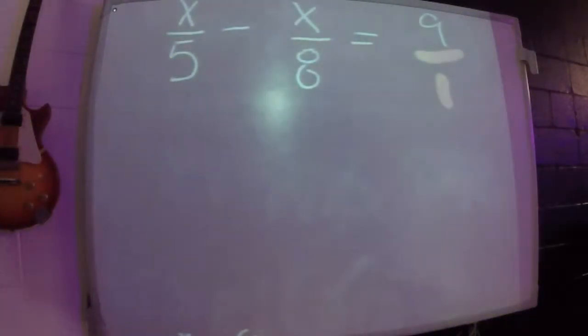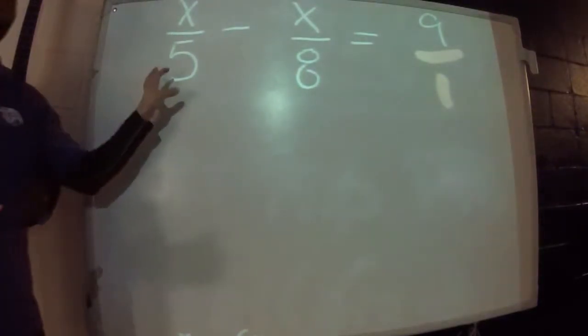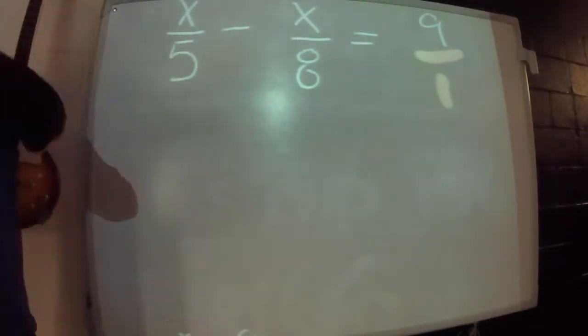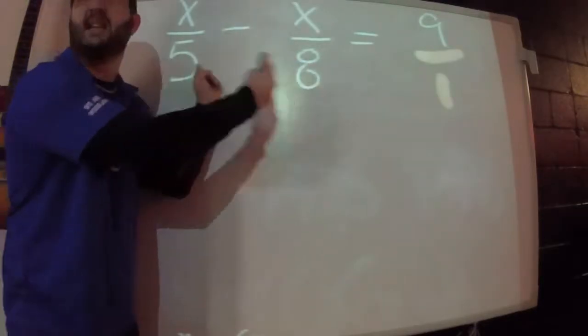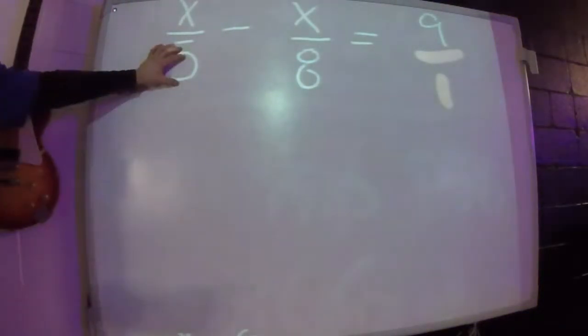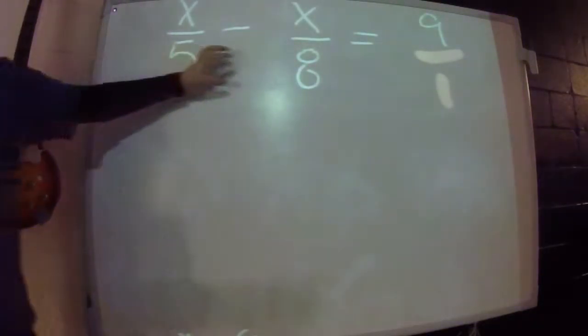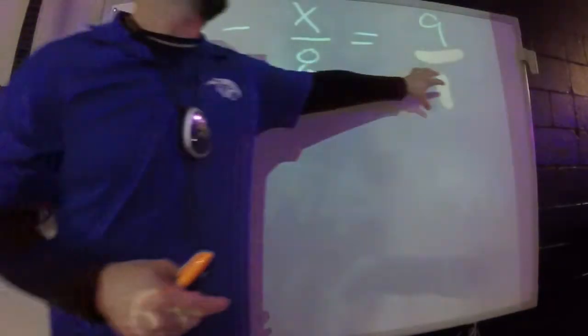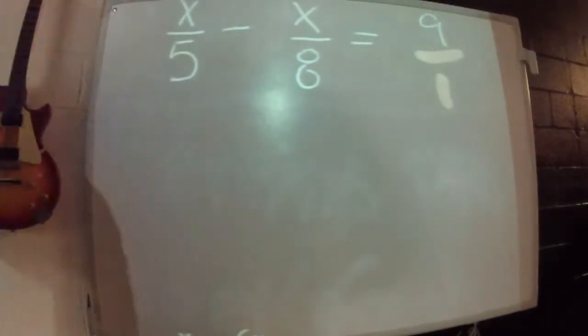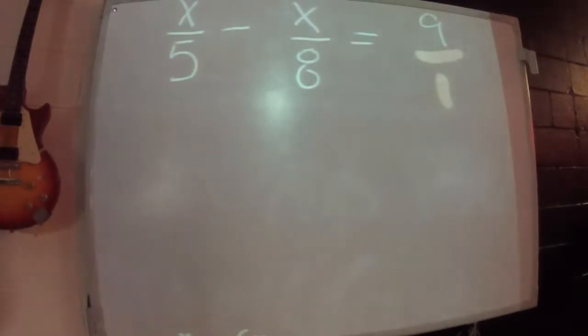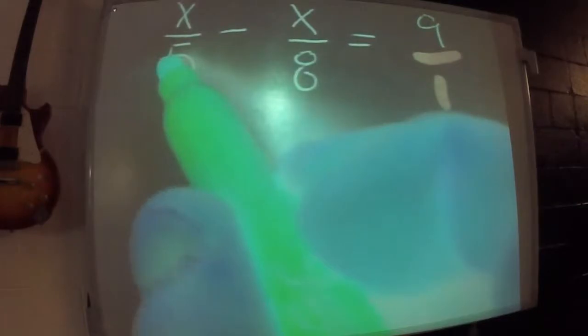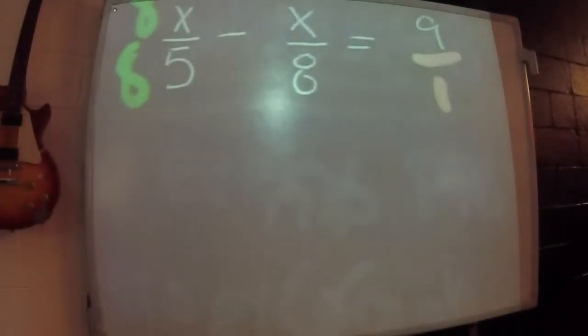What is the magic number I can make all these bottoms become? 40. If you don't know what it is, look at the 5 and 8, and 5 times 8 is 40. So I can multiply 5 up to a 40, I can multiply an 8 up to a 40, and I can multiply 1 up to whatever I want it to be. When I look at the 5, what do I multiply 5 by to make it 40? 8. So I put an 8 over 8, because that's a fancy 1.